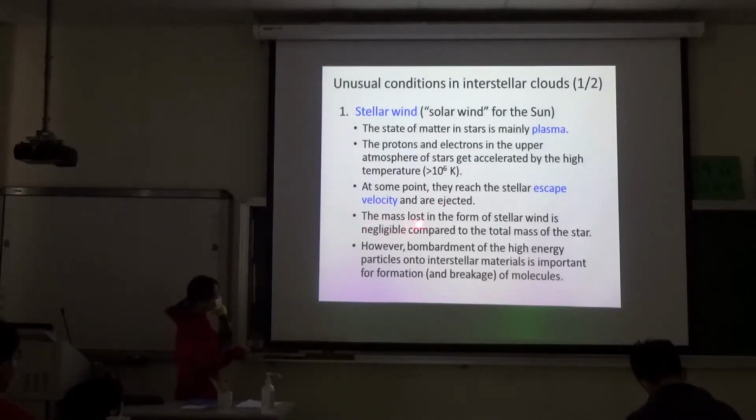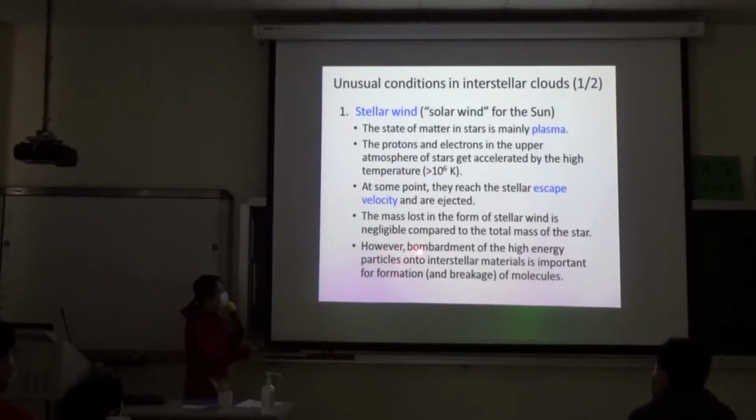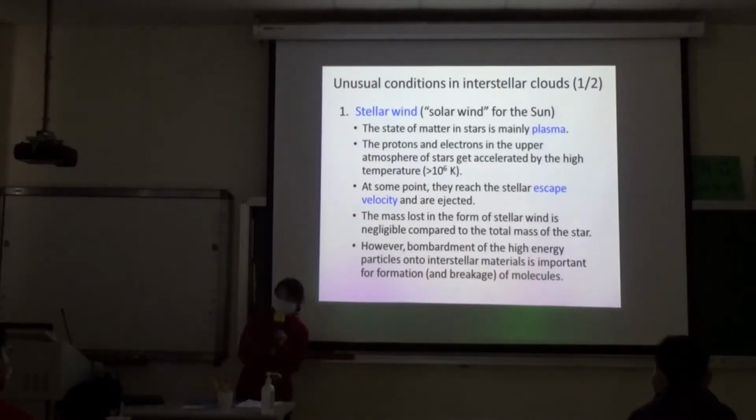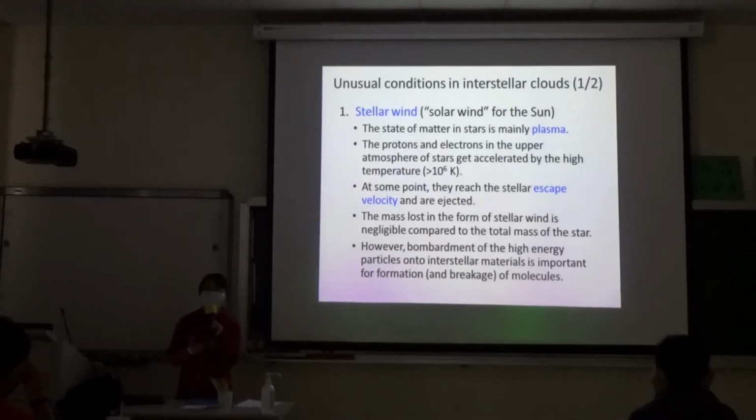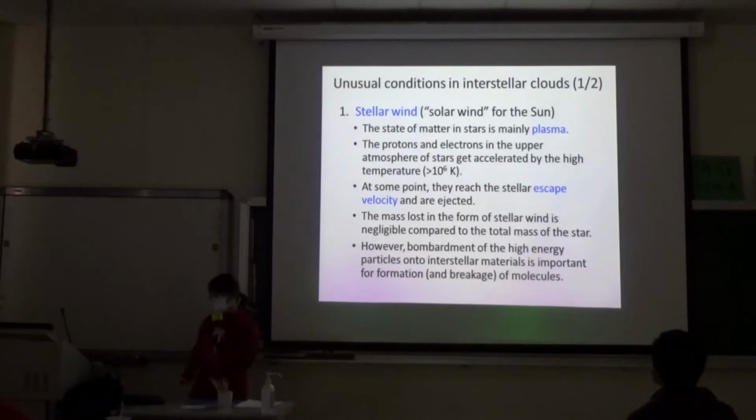But the mass lost in the form of stellar wind is negligible, very small, compared to the total mass of the star. However, bombardment of the high-energy particles onto interstellar material is important for the formation of molecules. So the star also helps the formation of molecules by ejecting plasma.